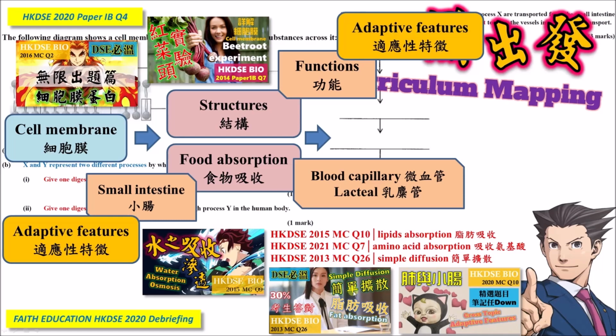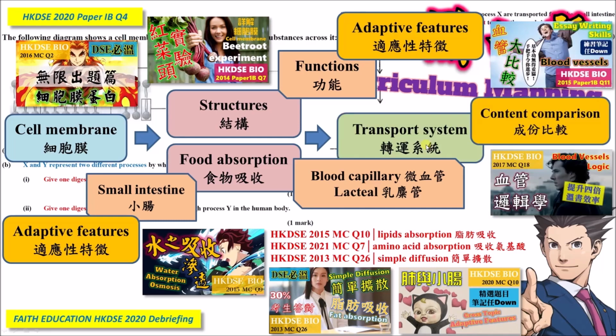So you can watch this video for the revision about food absorption, no matter whether it is lipid absorption, amino acid absorption, water absorption, or simple diffusion. And last but not least, we combine different concepts to ask you about the transport system. For the blood capillary and lacteal, what is the comparison of the content in these two types of transport vessels? Or we can compare different types of blood vessels: hepatic artery, hepatic vein, and hepatic portal vein.